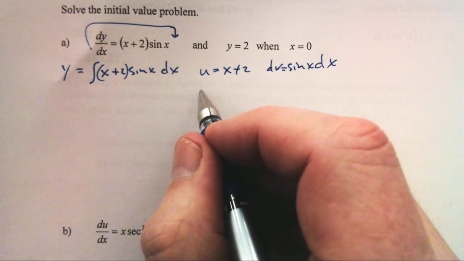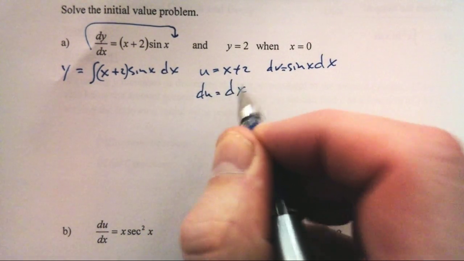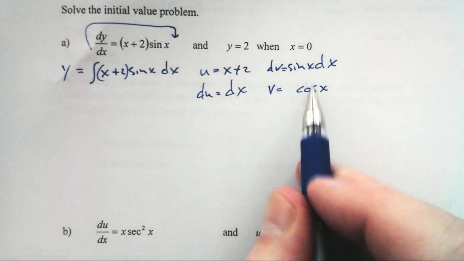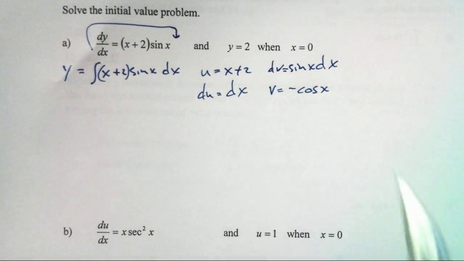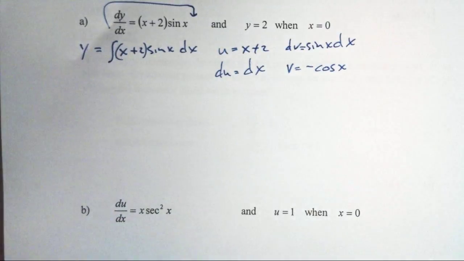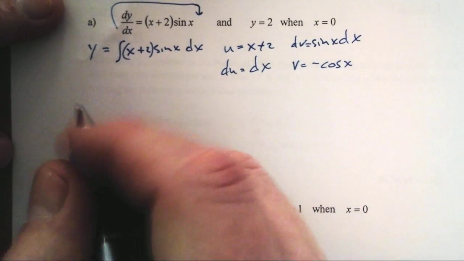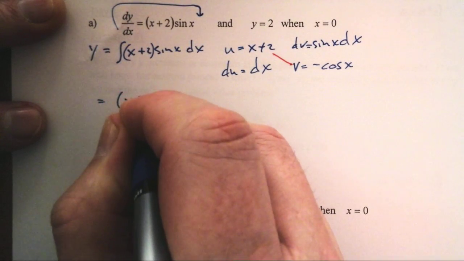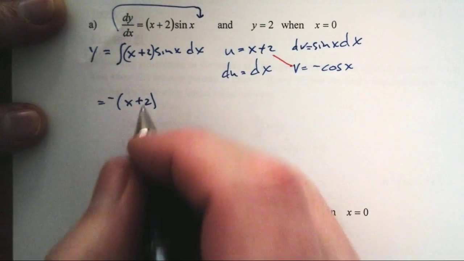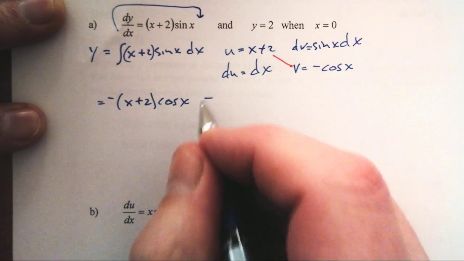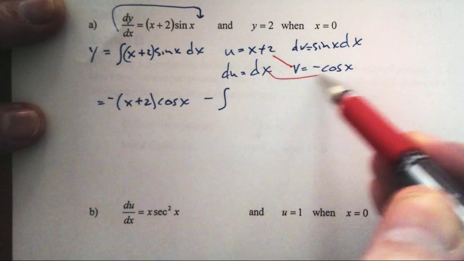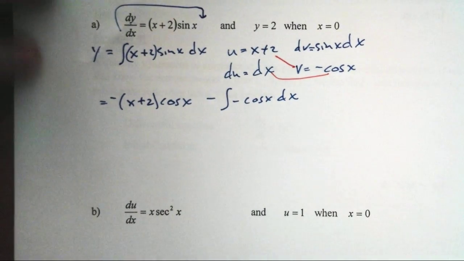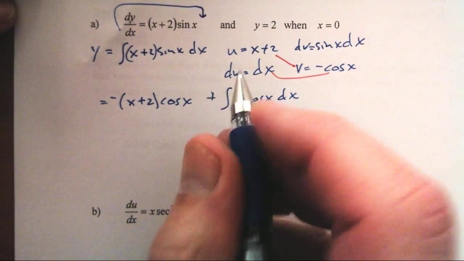Derivative of u is 1 dx. And the integral of sine, v, wants to be cosine, but cosine's derivative is negative sine. So v is negative cosine x. All right. What do we do? We go equals this times this. Careful, it's all of x plus 2 times negative cosine of x, I'm going to put that out front, minus the integral of those guys, negative cosine x dx. Pull the negative 1 out, plus positive.